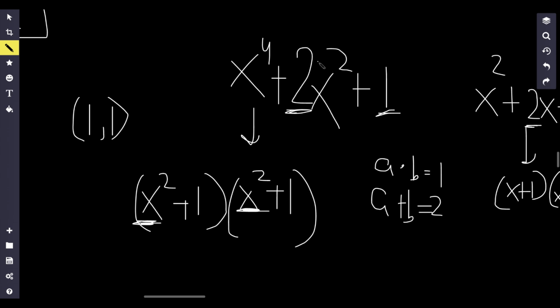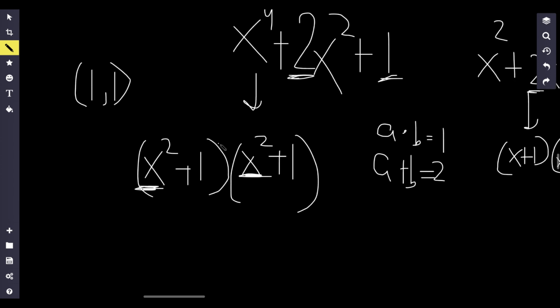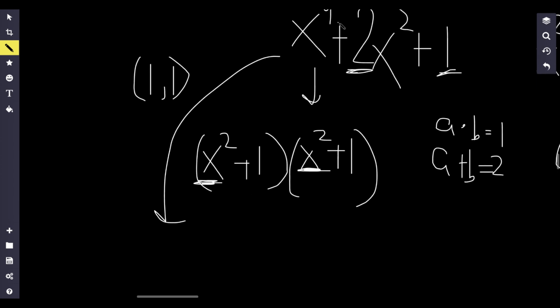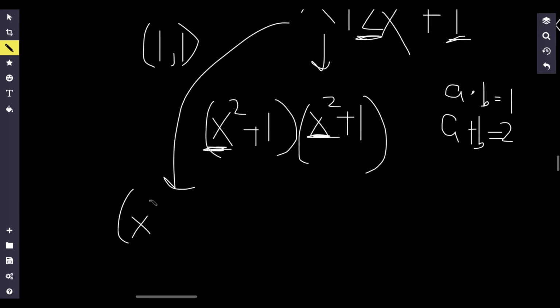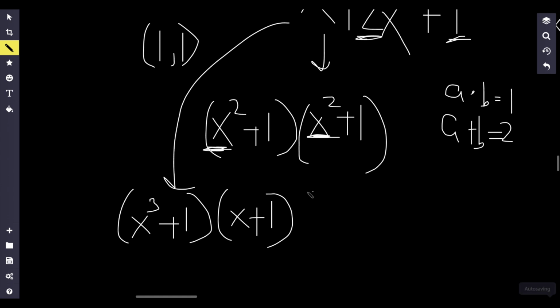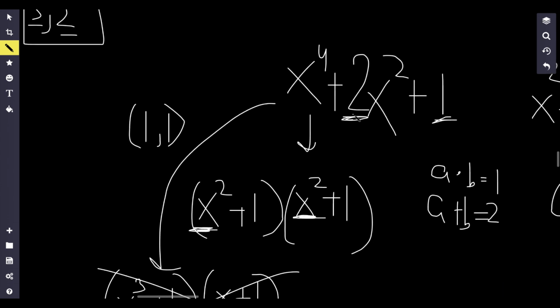And I also have an x squared term, meaning that I know this won't factor out to be, let's say, x to the 3rd power plus 1 times x plus 1. I know that this isn't the way to factor this polynomial right over here.